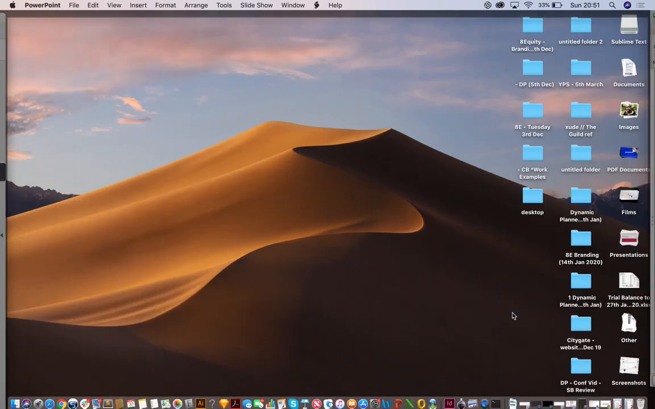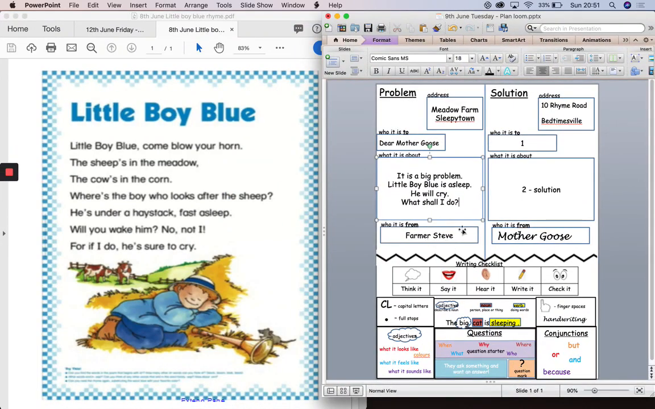So, solution. Who it is from has already been filled in. It's from Mother Goose and we've got her address up there. Who is it to? It's going to be to Farmer Steve, isn't it? Because we're answering that. So I'm just going to copy that over, Farmer Steve.